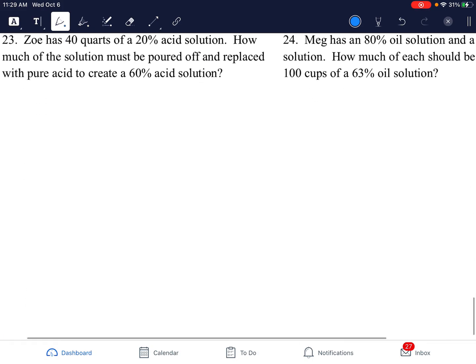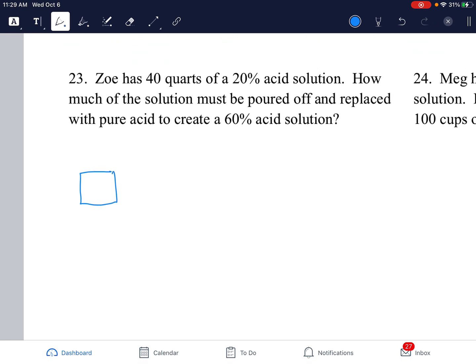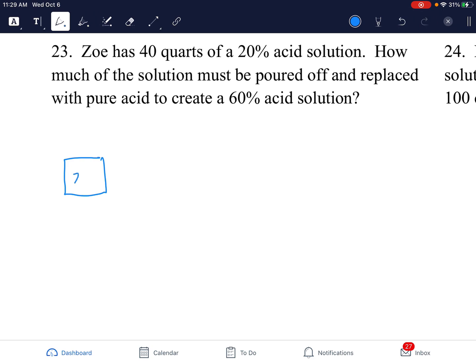All right. Last two questions. 23. So he has 40 quarts of a 20% acid solution. So here's our first bucket. It's 20%. It's 40 quarts. All right. How much of the solution must be poured off? So we're subtracting. It's still a 20% solution.